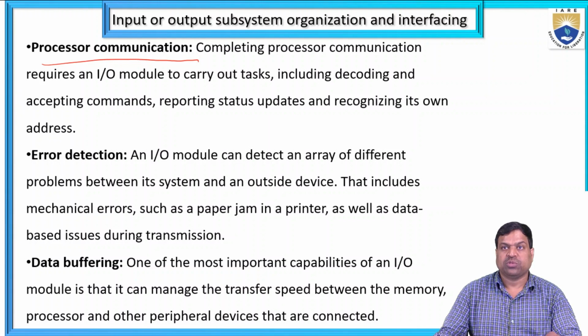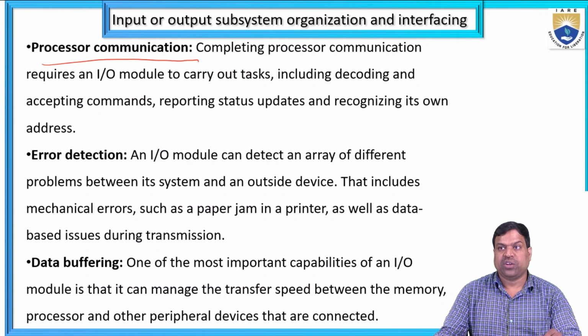So processor communication means completing processor communication requires an input output module to carry out tasks including decoding and accepting commands, reporting status updates, and recognizing its own address. Processor communication means processing the input output modules and programming and recognizing the addresses. Error detection means we are finding out the errors in the CPU or in the peripherals. It detects an array of different problems between its system and the outside world.